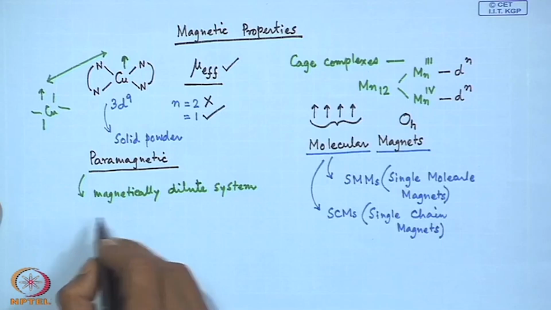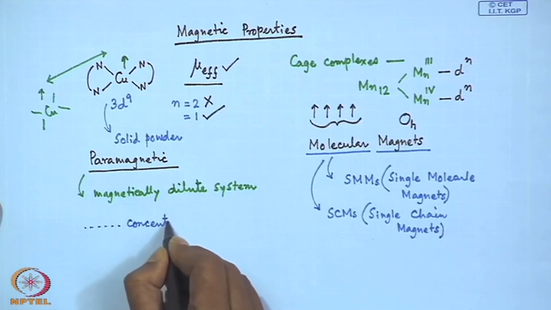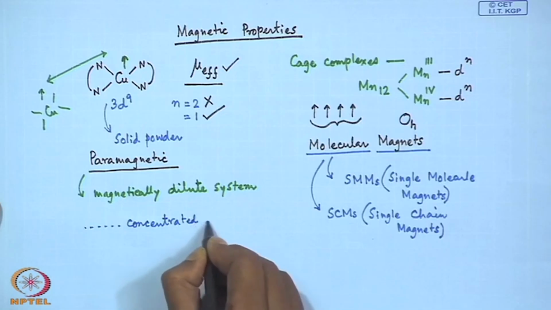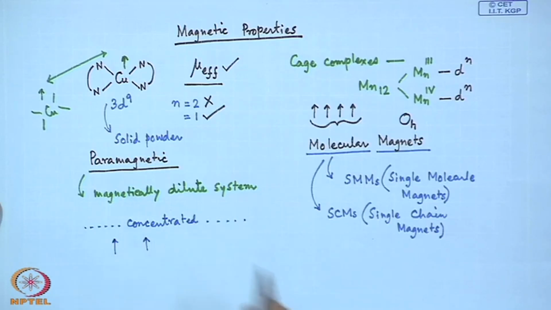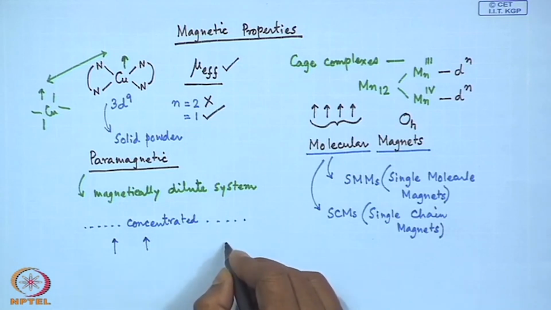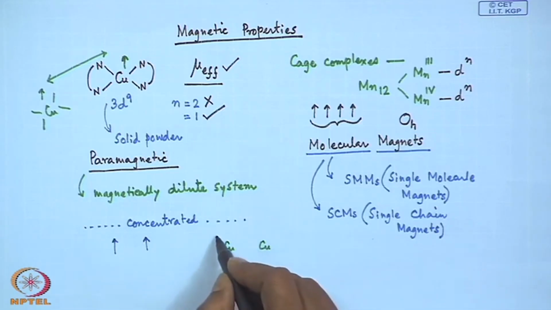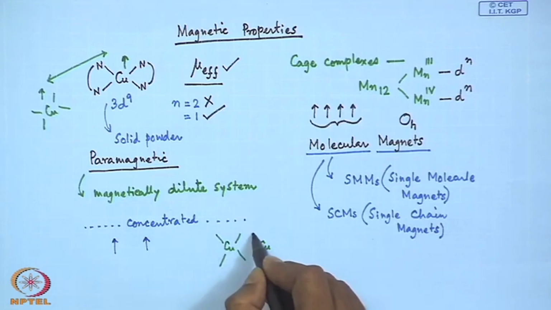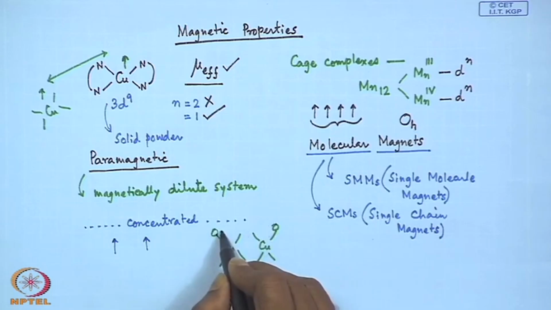But when we have a magnetically concentrated system, then we see that we can have two individual centers. What we know is that we can have this for simple copper acetate. So, in the case of copper acetate, which is basically a dimer, and this is basically connected like this.